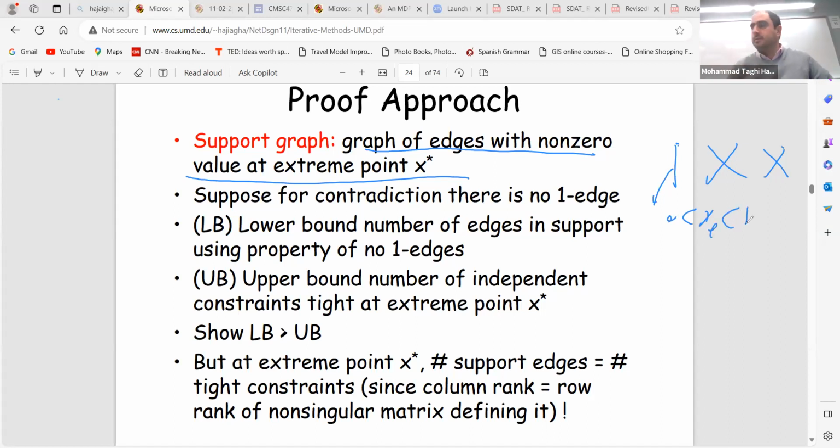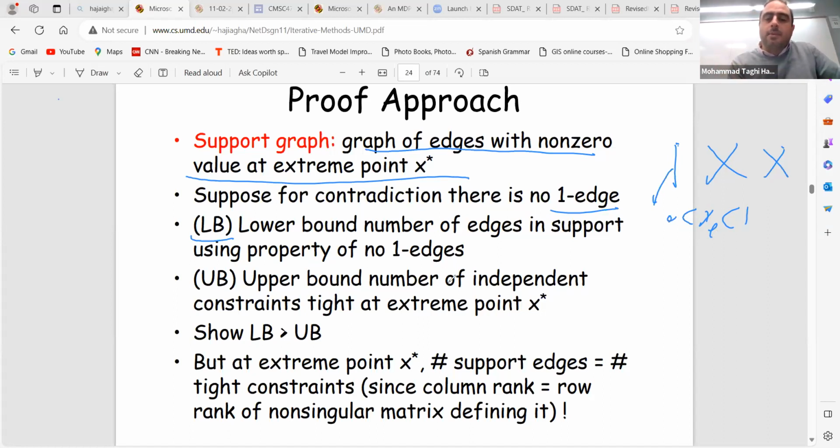Strictly. Good. And I'm assuming that there is no one edge. One edge means essentially an edge that has value 1, because otherwise it was correct. So I will get a contradiction by this rank lemma. What is the lower bound? I will say the lower bound is the number of edges in the support, using the property of no one edges. These are the number of variables that I have in the solution, correct? These are exactly the x's, my variables which are non-zero.